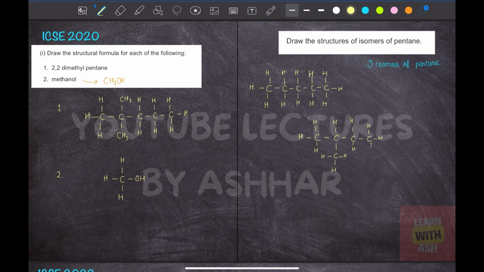Then what about the third isomer? I will be reducing another carbon from the main chain. It means that in the main chain there will be 3 carbons and 2 carbons in the branch. So this is how we are going to draw the structure for the third isomer of pentane.